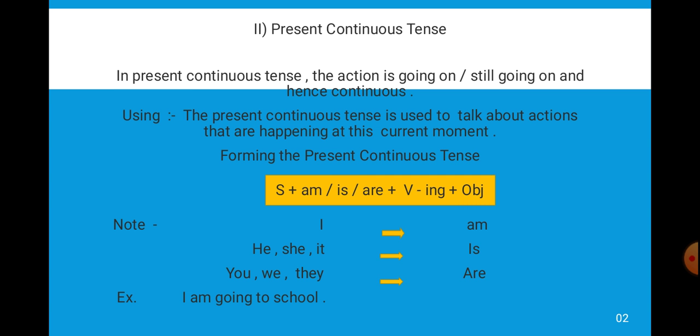Remember, subject plus am, is, or are plus verb ing form plus object. Note, this is very important here. Am is used for I, is is used for he, she, it, singular. Are is used for you, we, and they. We are using the above structure in the following example. I'm going to school.